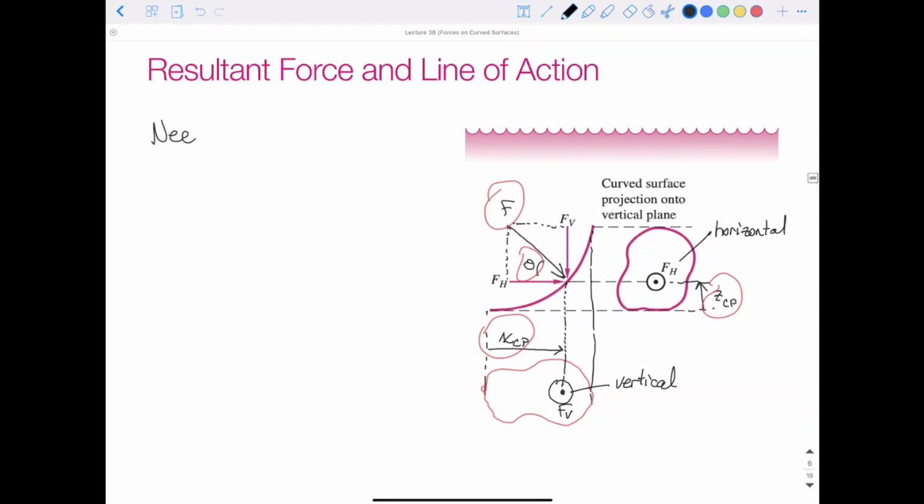So we need F, theta, z center of pressure, and x center of pressure. The z center of pressure and x center of pressure in this case is the same as our x bar and y bar with a plane surface, except the difference is now they're with respect to the bottom of that shape, the bottom of that surface. They're not with respect to the centroid of that shape.